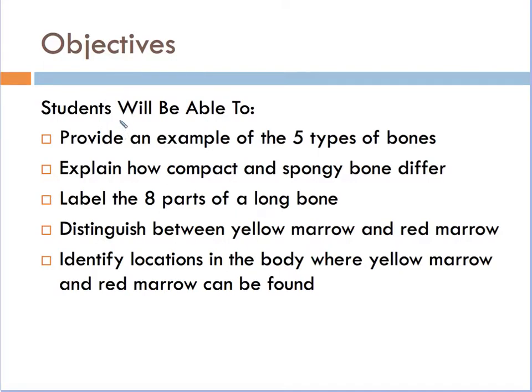So, for objectives, things we're going to do, you're going to be able to give examples of the 5 types of bones. You'll be able to explain how compact and spongy bone are different. There are 8 parts to a long bone. You'll be able to label those parts. You'll be able to tell me the difference between yellow bone marrow and red bone marrow. And lastly, you'll be able to tell me where we can find that yellow and red marrow in our bodies.